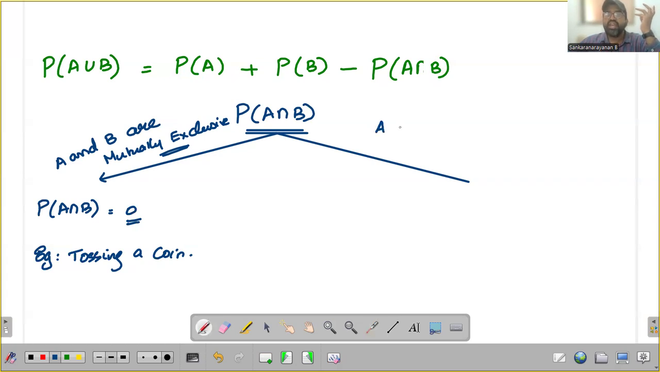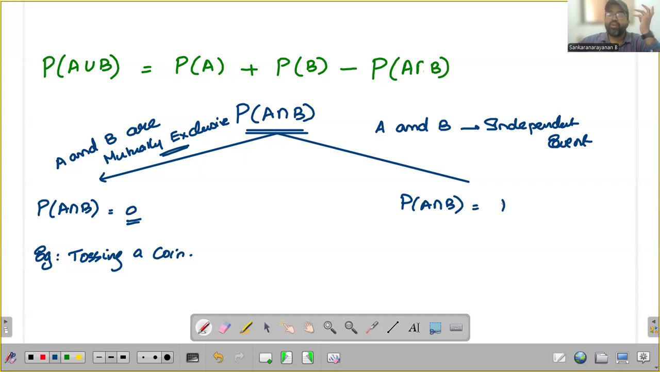Else, the situation is that we consider A and B as independent events. If they are independent events, then P of A intersection B will be equal to P of A into P of B. These concepts and this equation you are going to use very much while we solve the problems. So make a note of this: P of A union B equals P of A plus P of B minus P of A intersection B. Two situations are there. Events can be mutually exclusive or they can be independent. If they are mutually exclusive, P of A intersection B will be 0. If they are independent, P of A intersection B is equal to P of A into P of B.